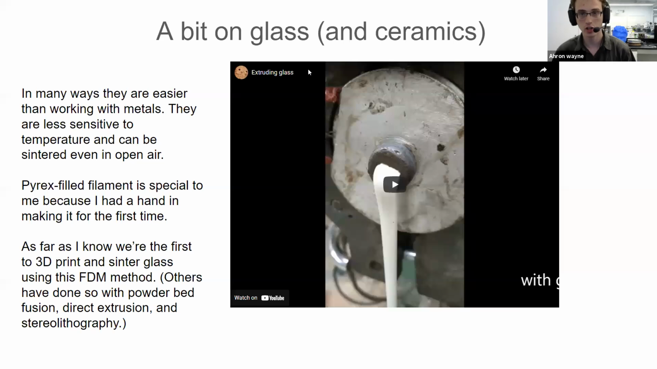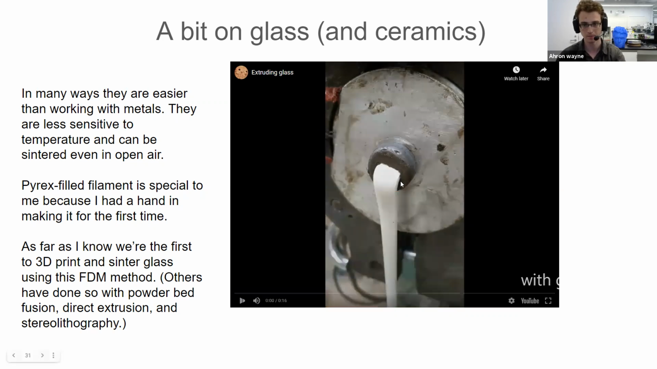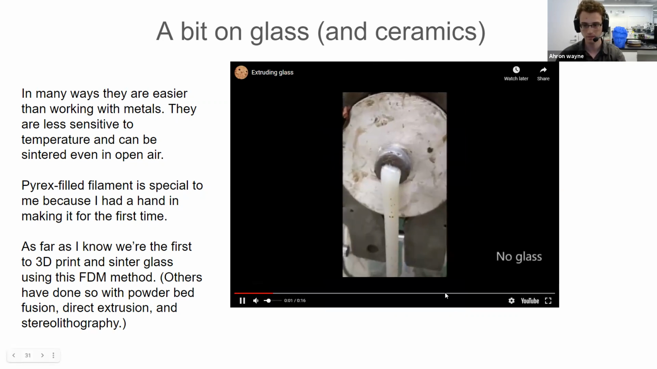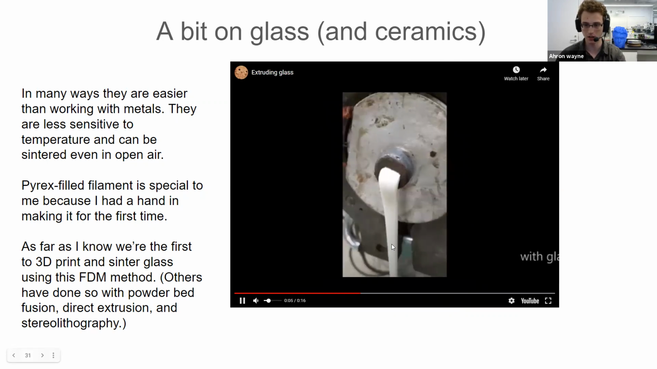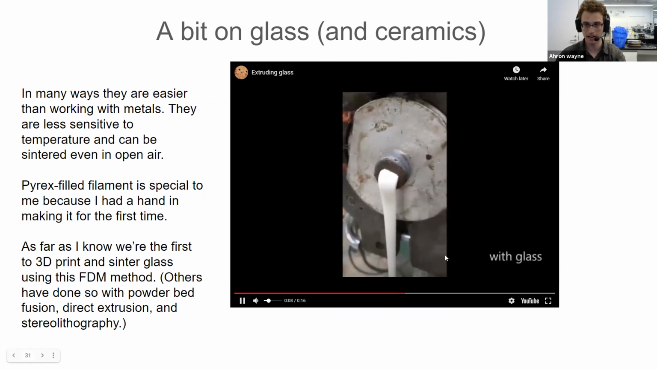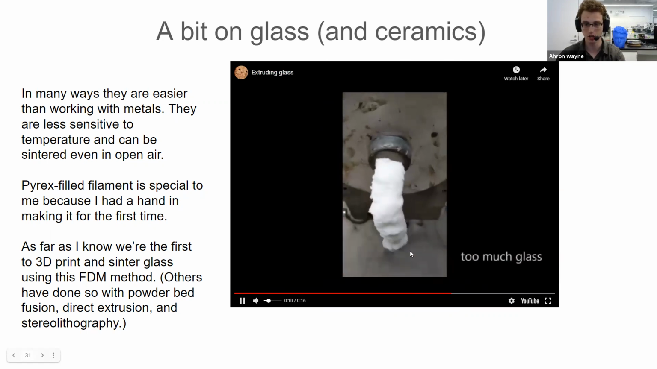And then finally, I wanted to talk about one more material, very different than copper, and that is glass. Sintering glass, printing in glass is very special to me because I helped make it for the first time. I visited this company that compounds materials for 3D printing. And this is the compounding process of mixing in fine glass powder, glass beads with plastic.